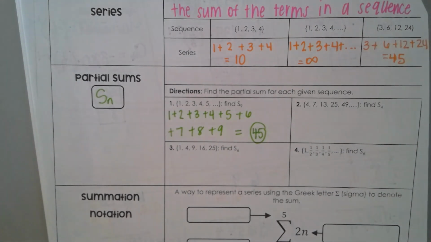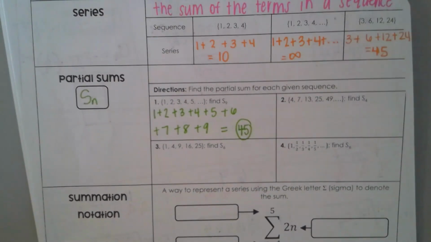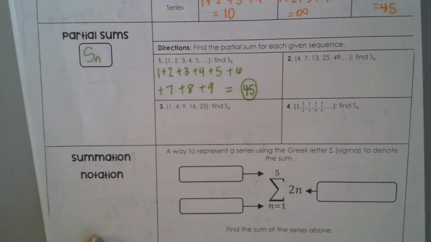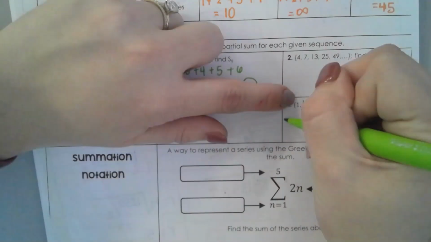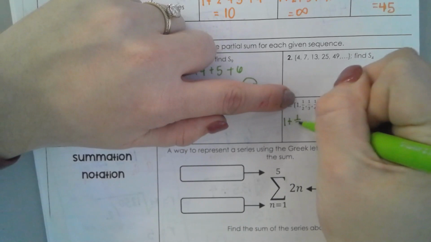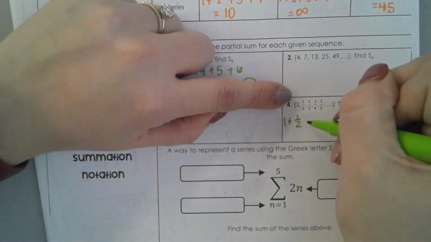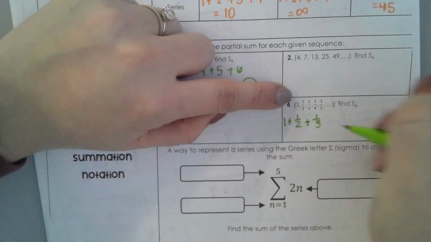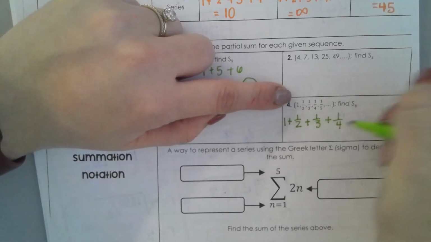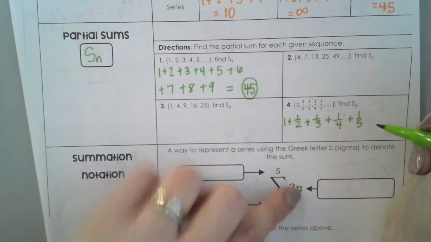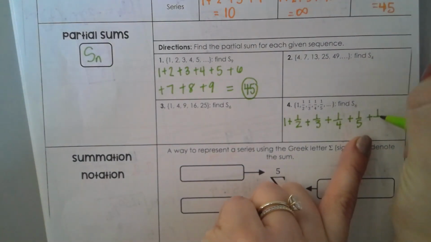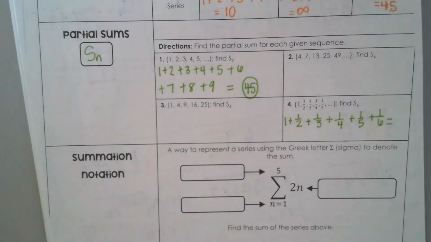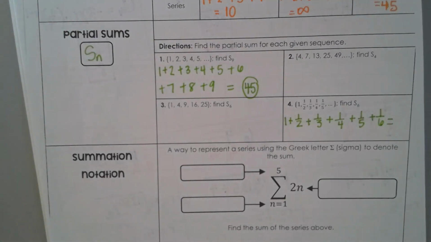Let's just do one more of these. Let's go down to number 4. I want to find the sum of the first 6 terms. So that would be 1 plus 1/2 plus 1/3 plus 1/4 plus 1/5. That's only 5. What would be my 6th one? 1/6. Yeah. And now type all of that into your calculator.